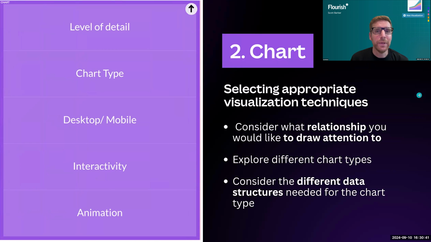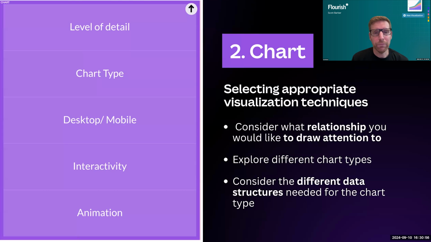So often the biggest decision, and sometimes maybe the only decision we often make, is what chart type. And that's the one we quite often fixate on. And it is really important. I think the tip we would have there is to really think about what's the relationship you're looking at.